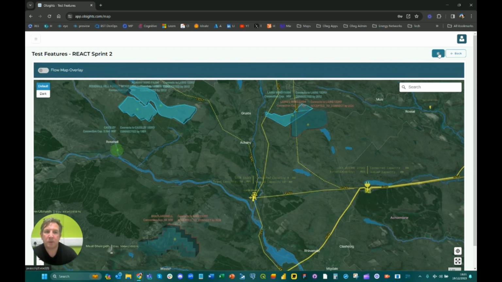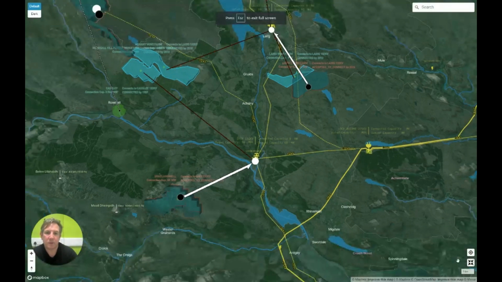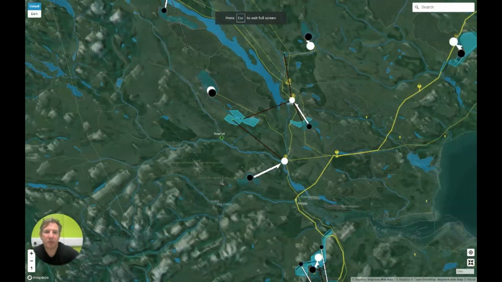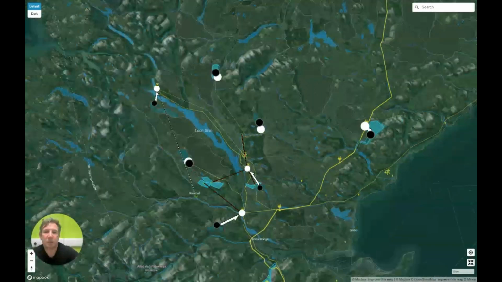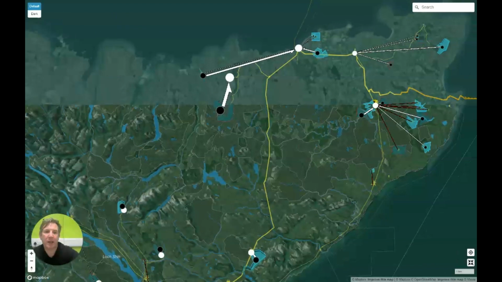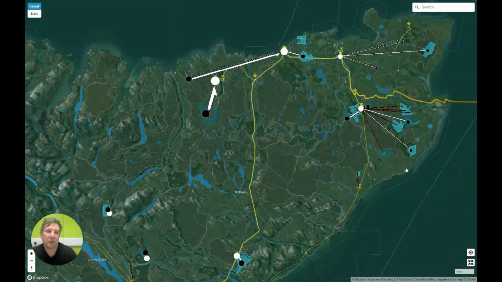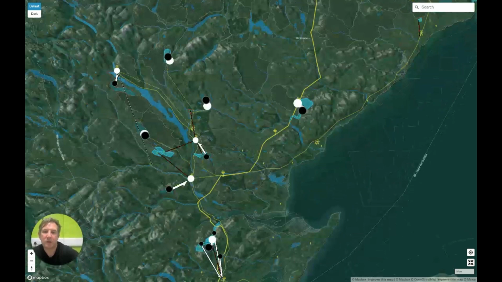So if we bring up the option for overlay, switch on the flow map overlay, what you'll see here is a flow map style visual that really connects kind of hub and spokes. So your spokes are the connected schemes, and the hubs are your substations.